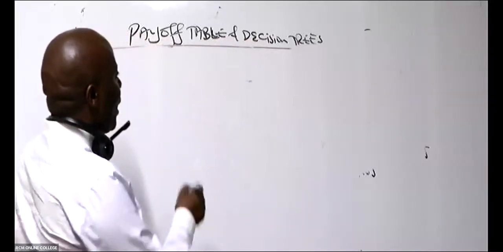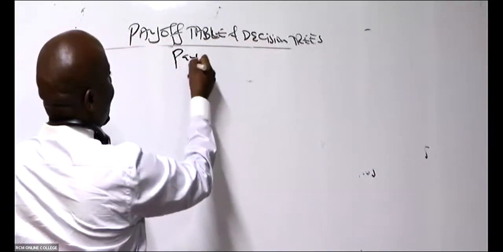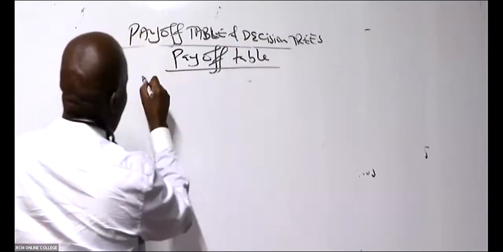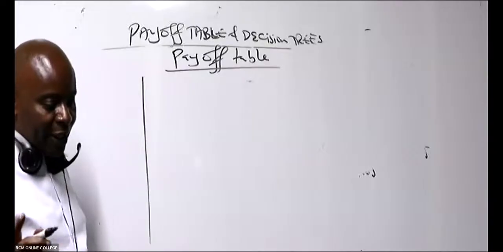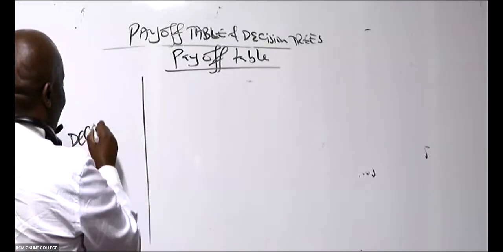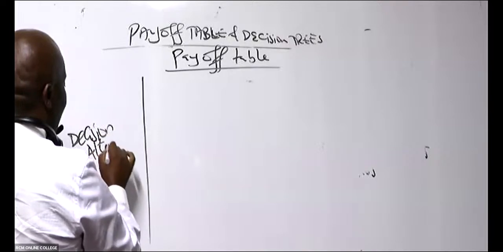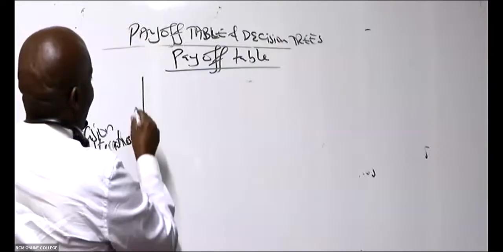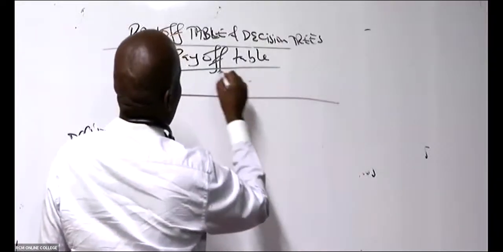Yeah, so this is how our payoff table looks. So payoff table. So we have HL Limited. So we have alternatives, decision alternatives here. And then we have our states of nature here.